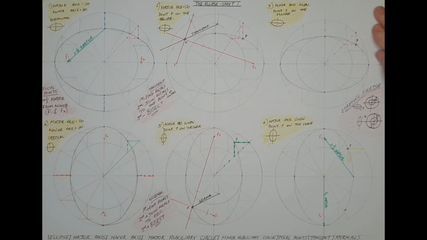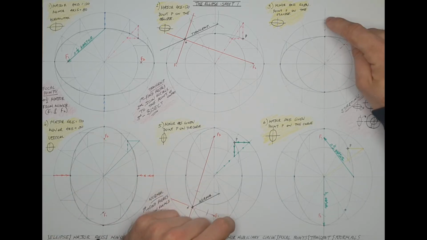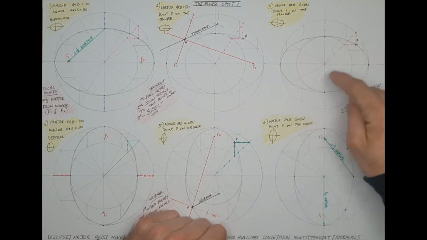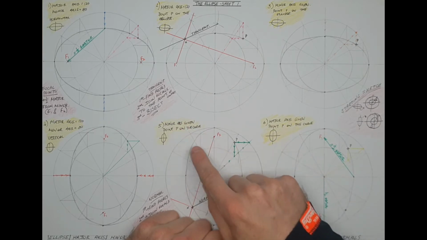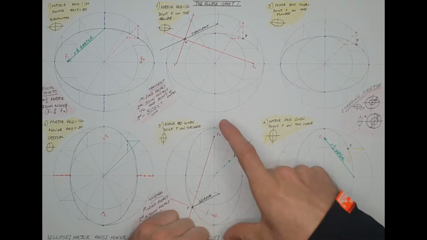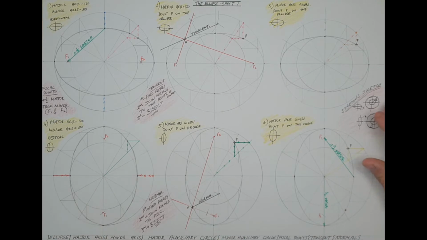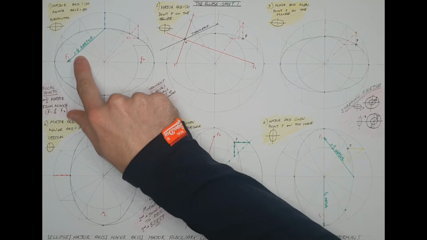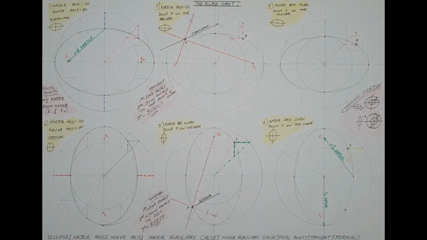We worked through 6 problems in total, starting off with the very basics of given the major and the minor, for a horizontal and for a vertical ellipse. Then working on from there, given the major and a point on the curve, and given the major, minor and a point on the curve for horizontal, given the minor and a point on the curve and the major and a point on the curve for a vertical orientated ellipse. We then worked on ahead and we talked about focal points and how to establish your focal points by taking half the major from the minor.